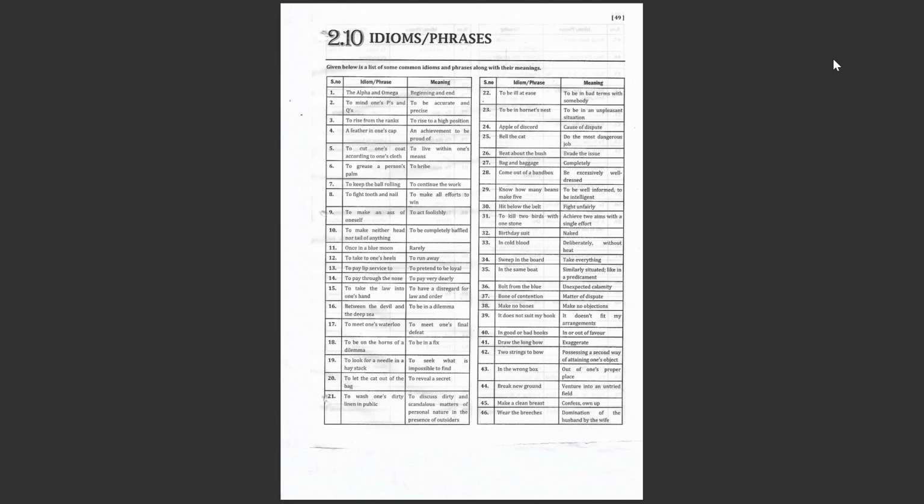The next idiom is bell the cat. Bell the cat means बिल्ली के गले में घंटी टांगना. What does that mean? That means to do the most dangerous job, to do the task that is extremely dangerous. So bell the cat means to do a very dangerous task, that is called bell the cat.